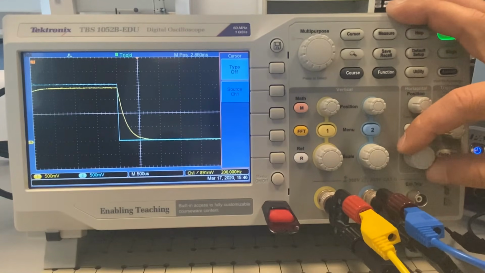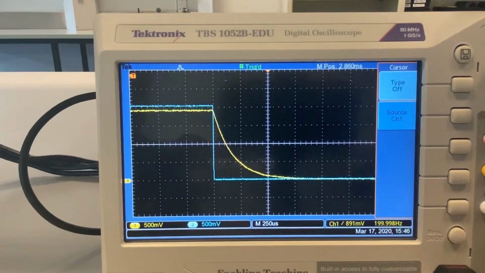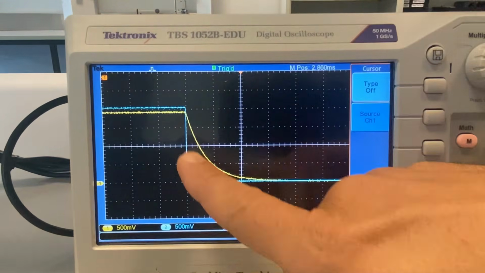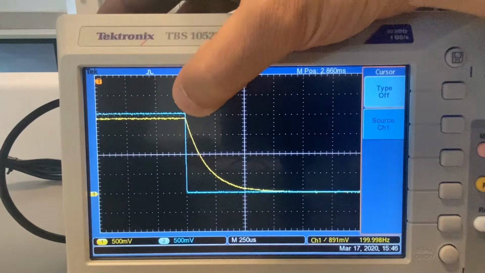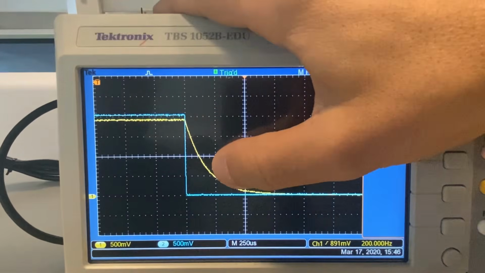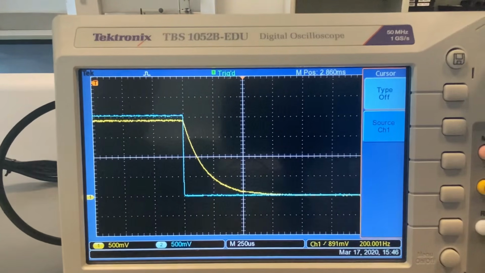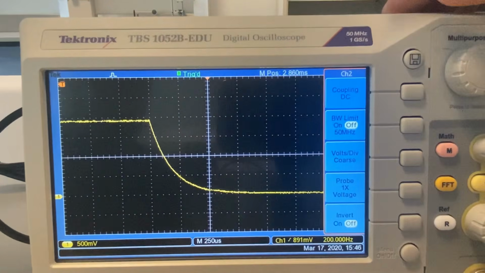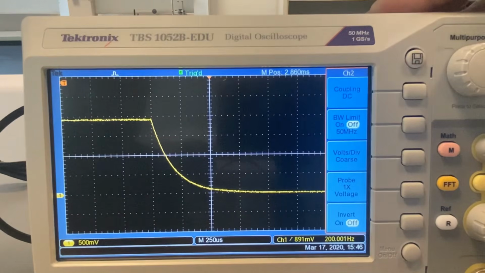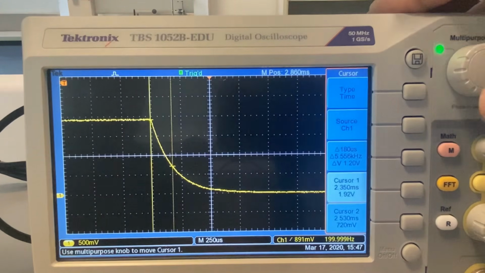So let's zoom in. I think this is a good scale right here. Okay. Now, remember that the time constant is the time required to go from the maximum voltage down to 37% of this maximum voltage. So the best thing to do is to hide this input signal, because we're working on the capacitor signal, and then turn the cursor function on and use the time cursors.